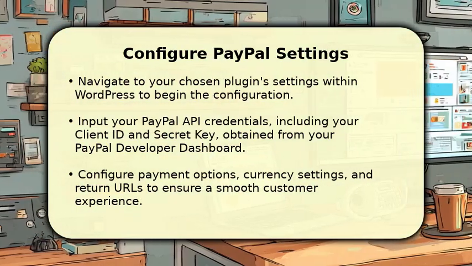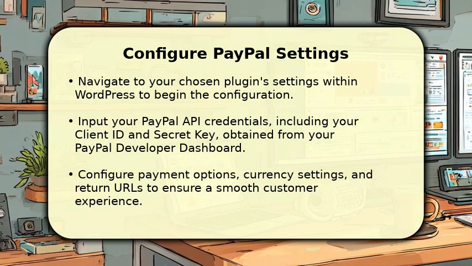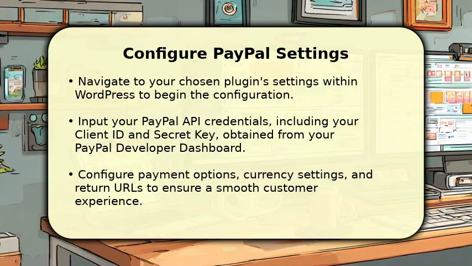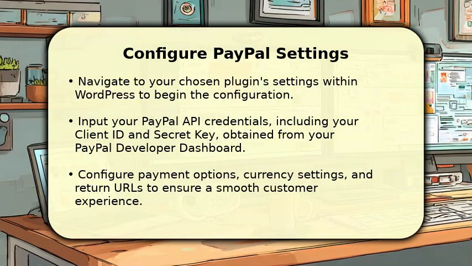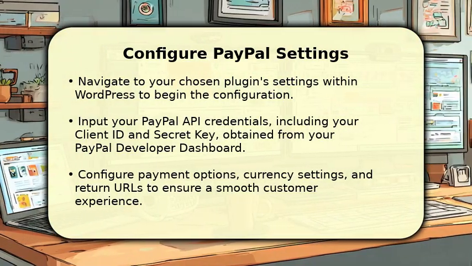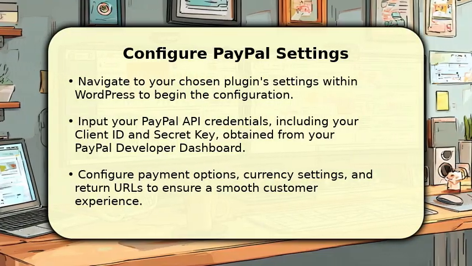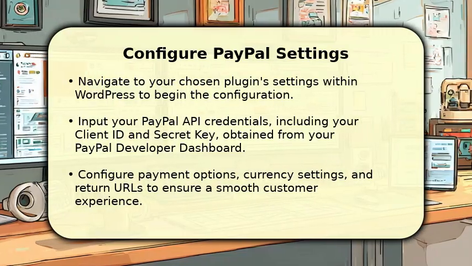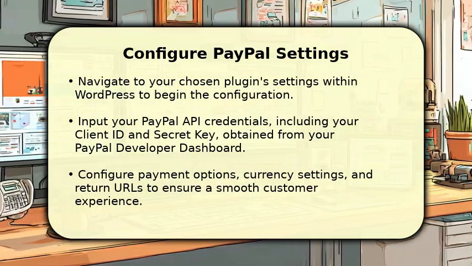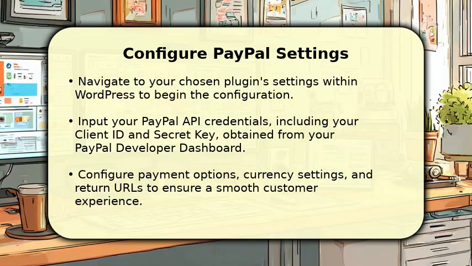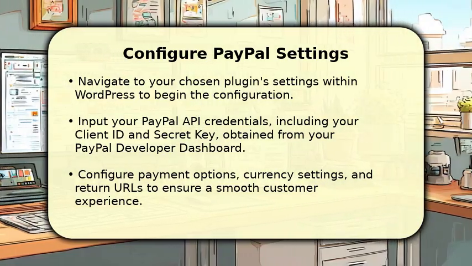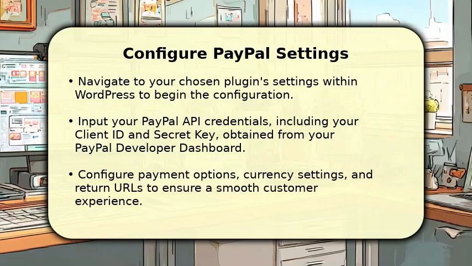With your plugin active, it's time to configure the settings. Go to the plugin's dedicated settings page in WordPress. Here, you'll typically enter your PayPal API credentials, which include a client ID and secret key. You can find these in your PayPal developer account. Also, set your preferred currency, payment methods, and return URLs for successful transactions. This ensures your payments are processed correctly.